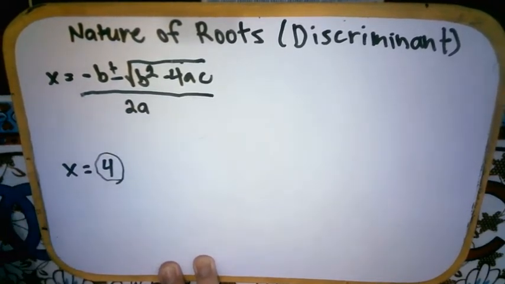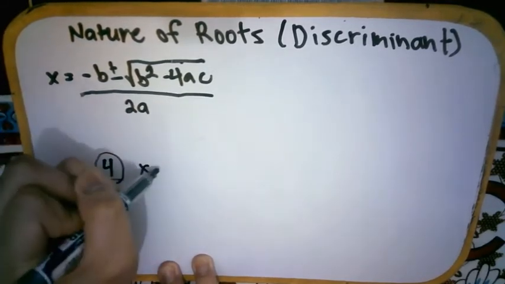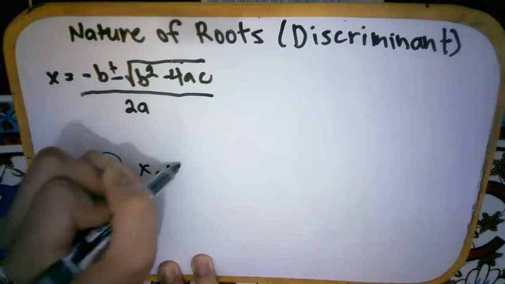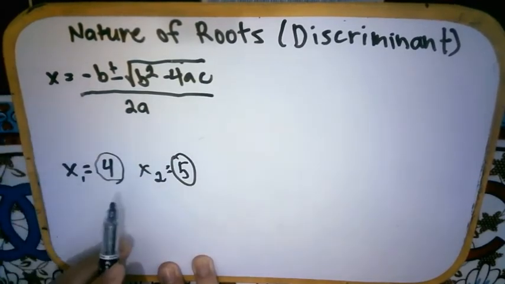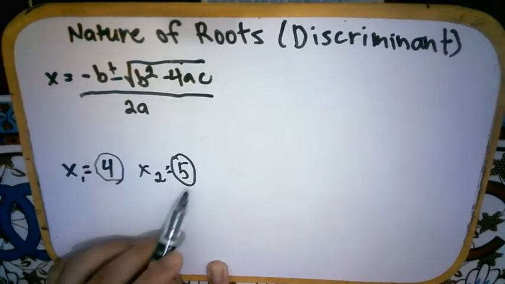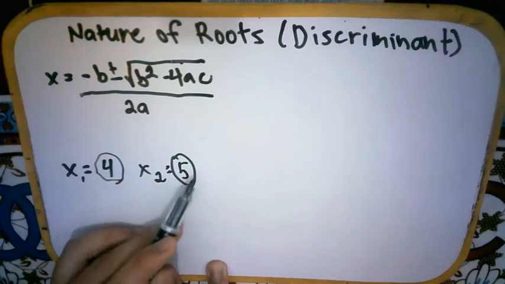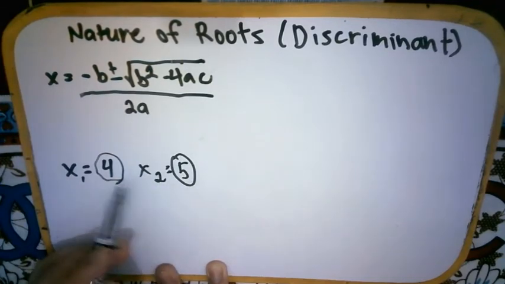Kadalasan quadratic equation, dalawa yung nagiging sagot. For example, ang isa ay 4. The other one is 5. So, ito yung naging sagot nung tayo ay nag-solve ng quadratic equation. For example, etong sagot na to, ito yung tinatawag na root or roots.